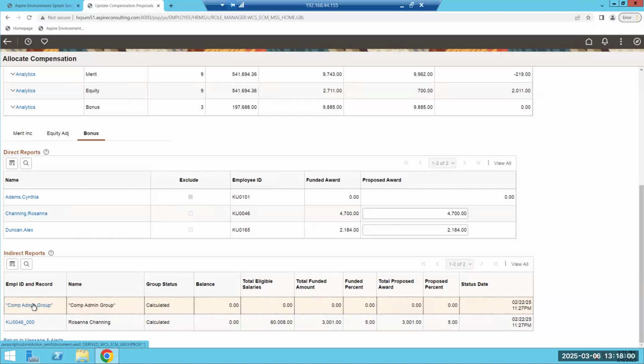We'll talk a little bit about how that can be used to our advantage, depending on the size of our population and if we're wanting it to be centrally managed, we might be fine with just everybody landing in that comp admin group. So we'll talk a little bit about that.